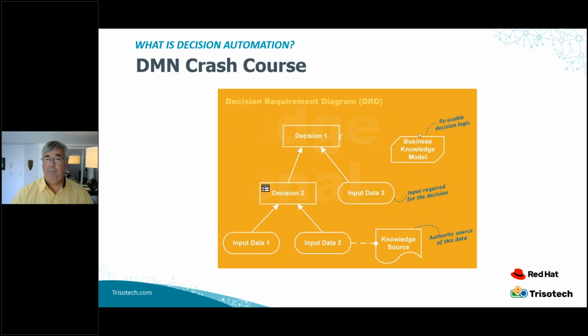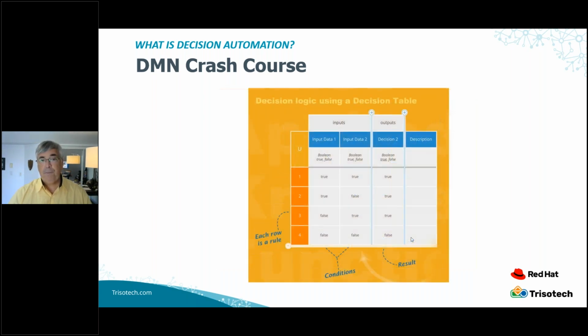And then we have a couple more shapes: the business knowledge model, which is a way to reuse existing logic that is encapsulated into a business knowledge model. And we have the knowledge source, which provides the authority under which the work is done. So it's basically your references or your official references.